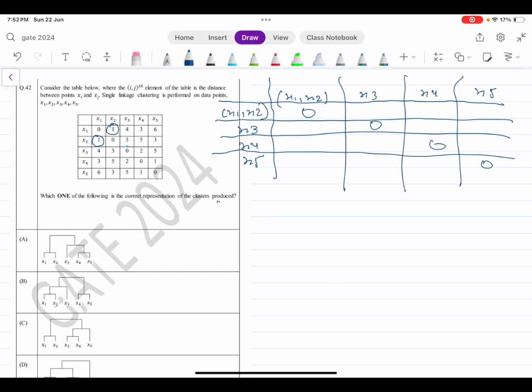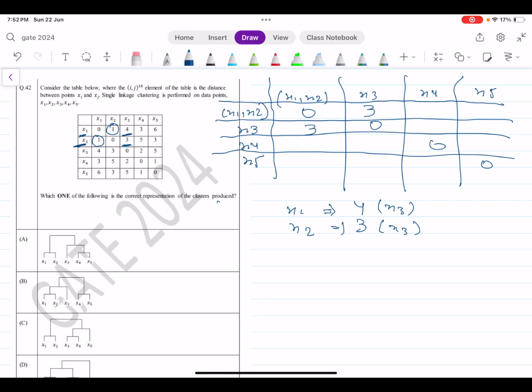Okay, and what will be the distance of x1, x2 with x3? For that, x1's distance with x3 was 4, and x2's distance with x3 was 3, and we'll take the minimum of that. So we put here 3.